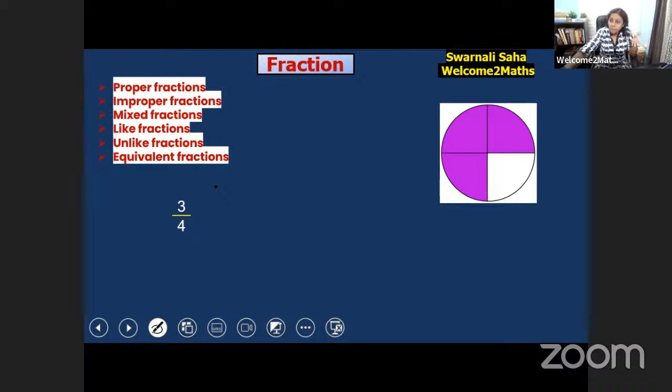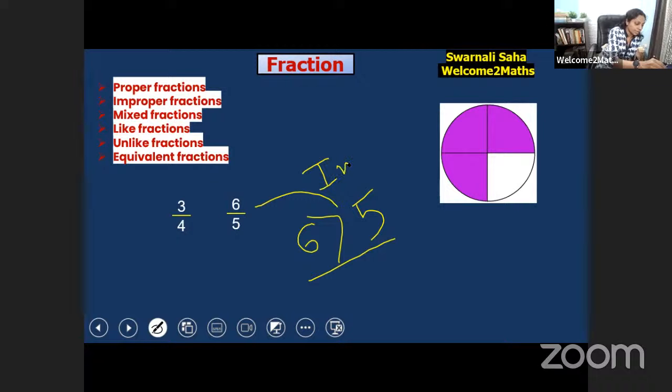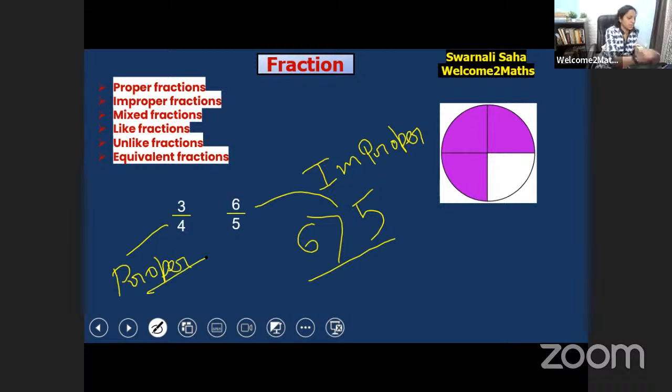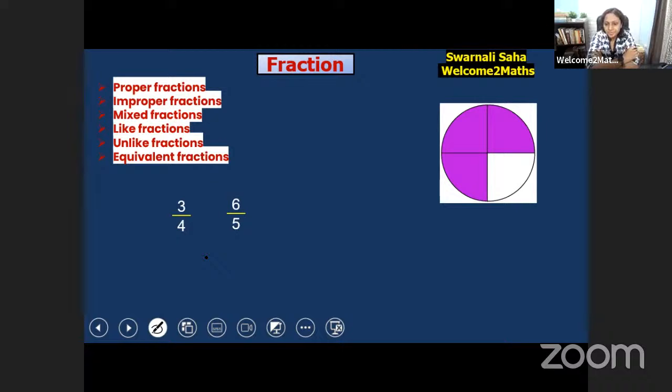Now let's see what is an improper fraction. Improper means opposite, where the denominator is lesser than the numerator. Here you can see 6 by 5. Here 6 is greater than 5. So it is an improper fraction. And a proper fraction would be 3 by 4. This is a proper fraction. Got it? Proper and improper. Very good. So this is proper and improper.